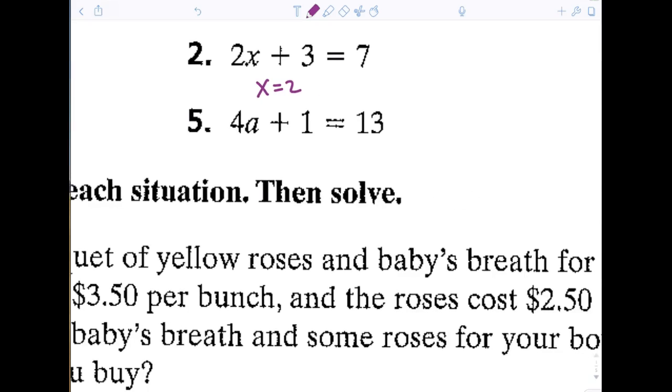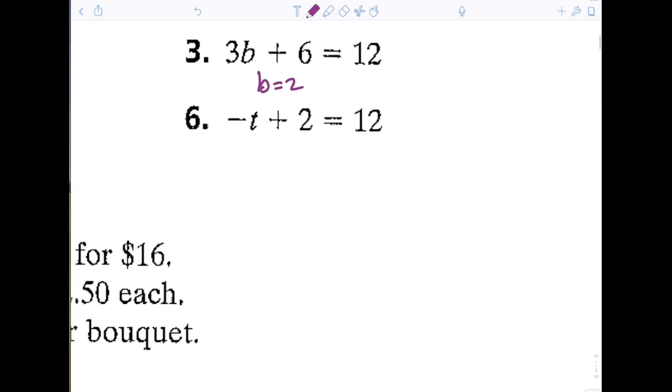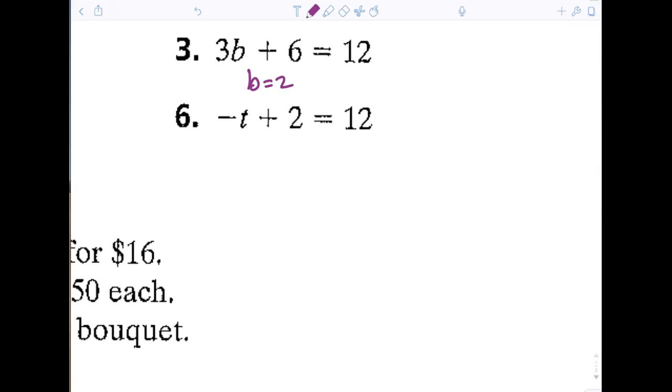All right, let's look at number 5. Good. Miss Pinell. No, you don't have to tell me that. I just want the answer. Good job. A equals 3. Beautiful. All right. A little bit trickier. What do you think?